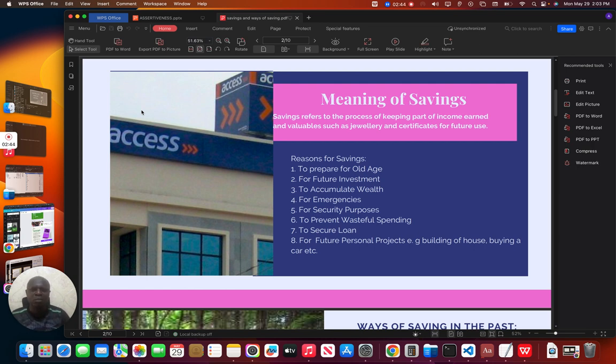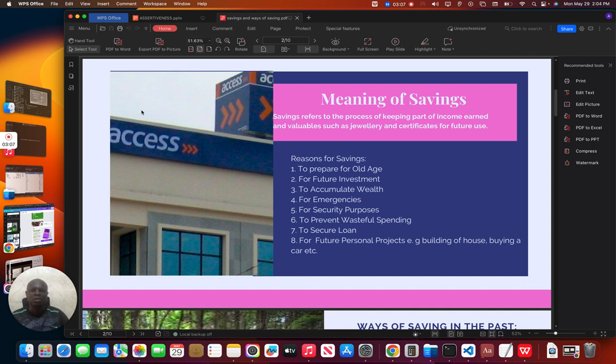For security purposes, we save so that our money can be secured, our valuables can be secured, to prevent wasteful spending. Some people don't know how to spend. Once they are having enough money with them, because they don't have that culture of saving, they can waste that money.